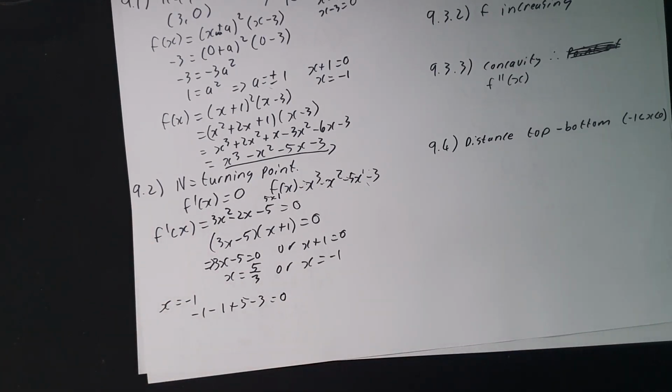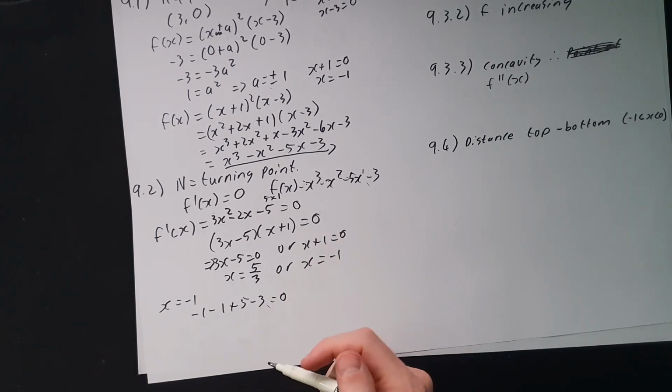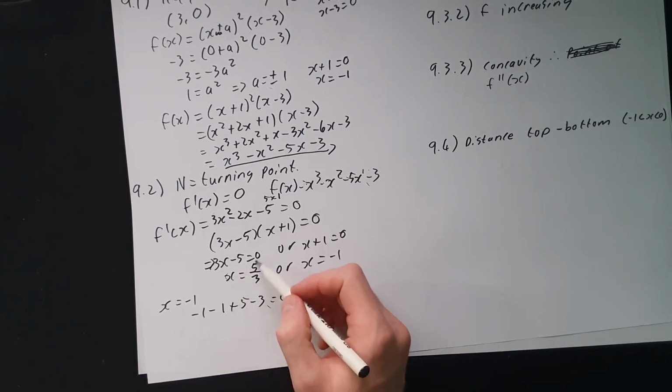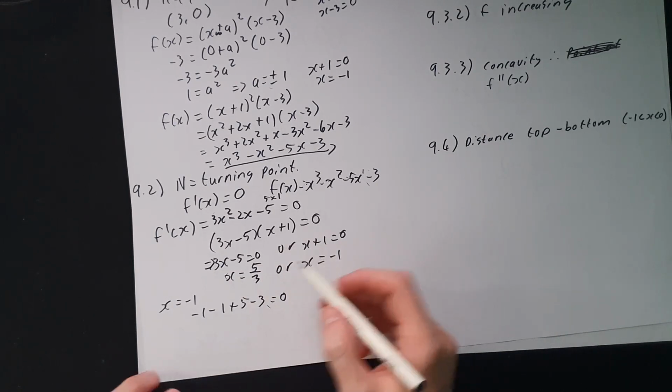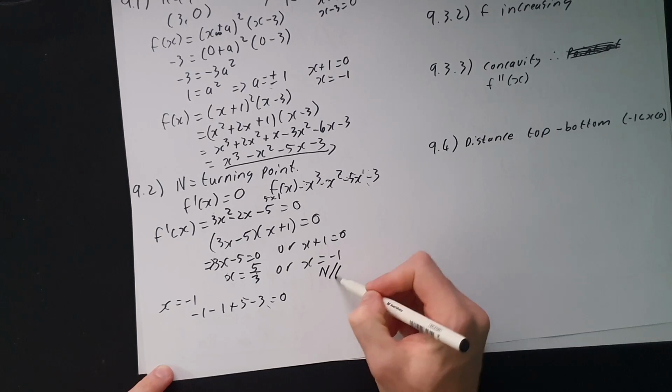Okay, so we know that n is not at 0. We know that n is actually sitting quite far down. So therefore the x value must be this 5 over 3. Okay, so now we're going to substitute 5 over 3 back into the function over here. So this one's not applicable.